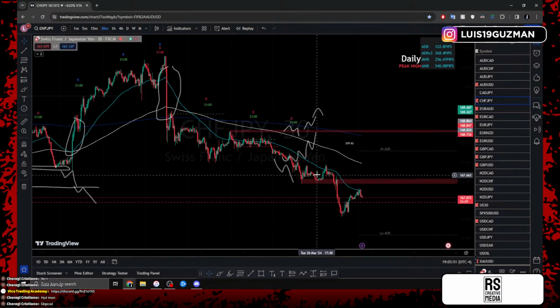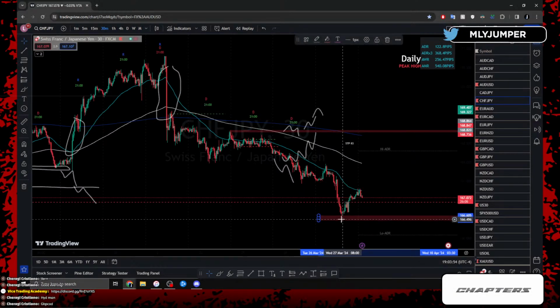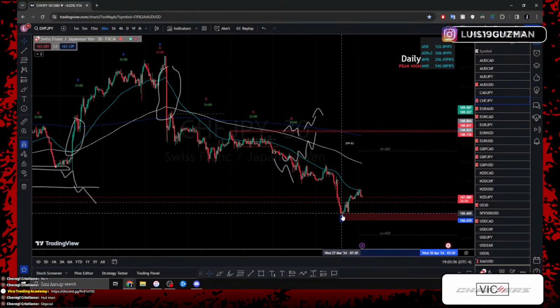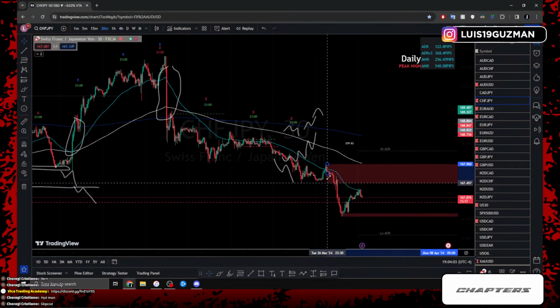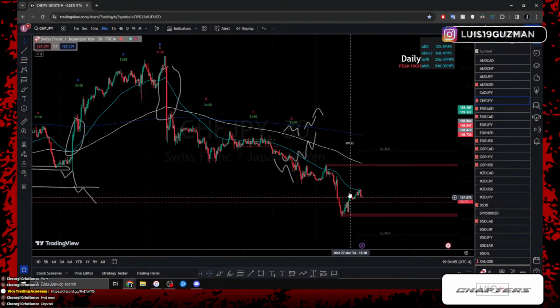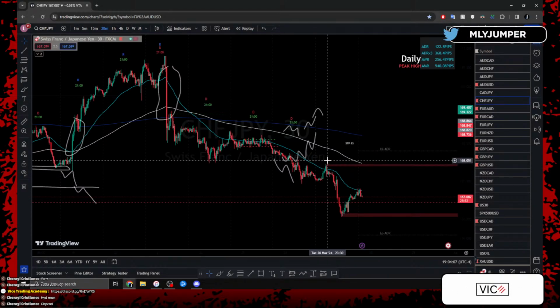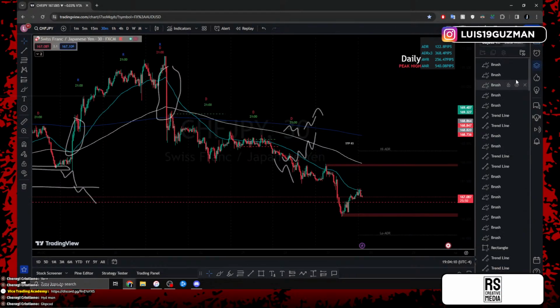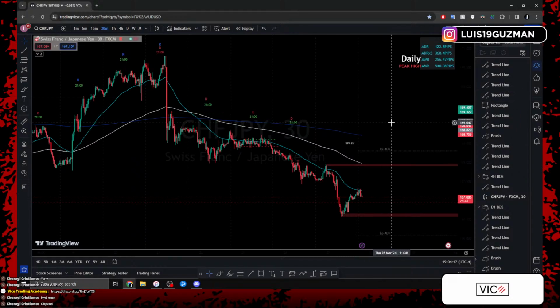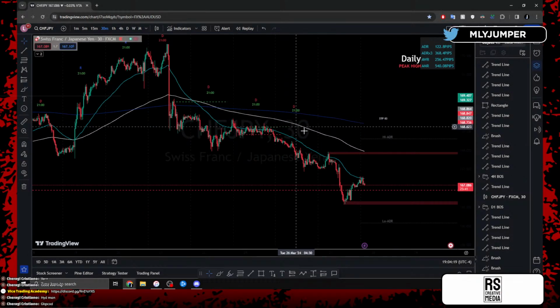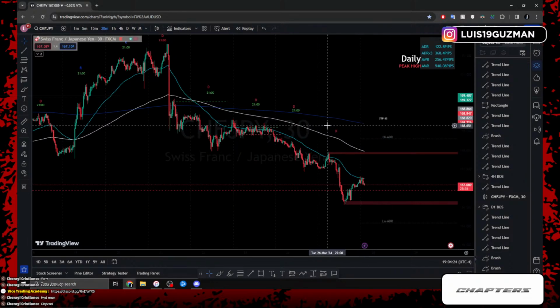CHFJPY: lower low, lower high, lower low, lower high, lower low. Right now we're still trading between this low, the last red candle before the push down, and the last green candle before the push down. Last red candle before the push up, last green candle before the push down. We had 4 days of drop, 5 days of drop. And let's look at the reasons why.